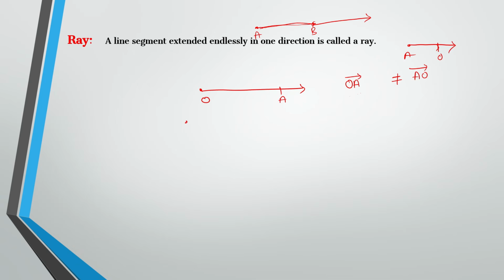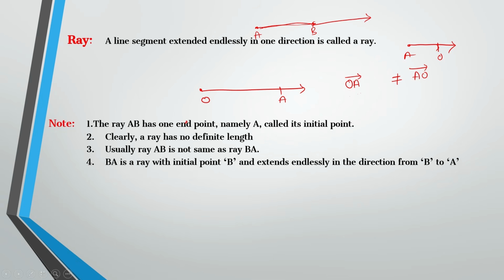Both are not the same, meaning we cannot interchange the letters when writing a ray. Next, there is an important note related to a ray: a ray has one end point. A ray AB has one end point, namely A, and it is called the initial point. If a line segment AB extends endlessly in one direction, then that is called an AB ray. In this AB ray, we have only one end point, that is A, and this end point is also called the initial point.